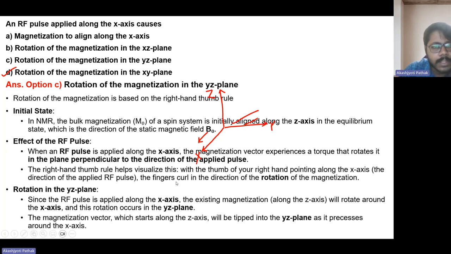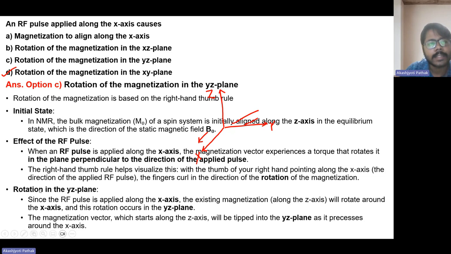So what does the application of the RF pulse cause? It causes the application of a torque. But please ignore the option. This answer is given wrong. This is not option C, it will be option D. The explanation is also therefore a bit misleading in this case. But the main thing that you have to understand is the right hand thumb rule that you'll have to use to answer such type of questions.